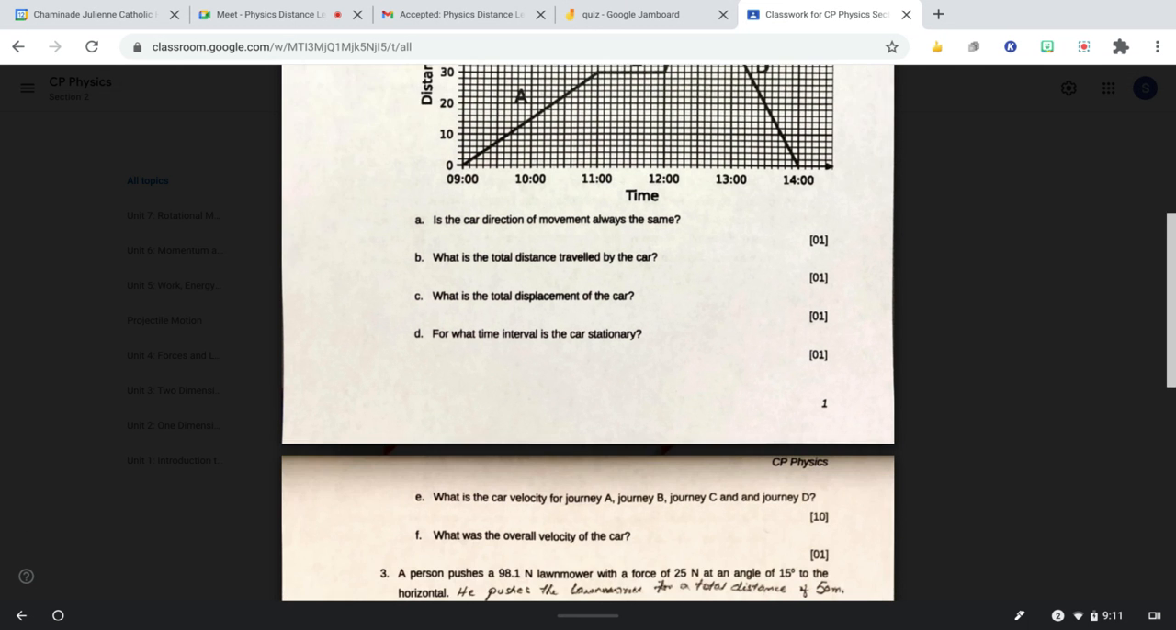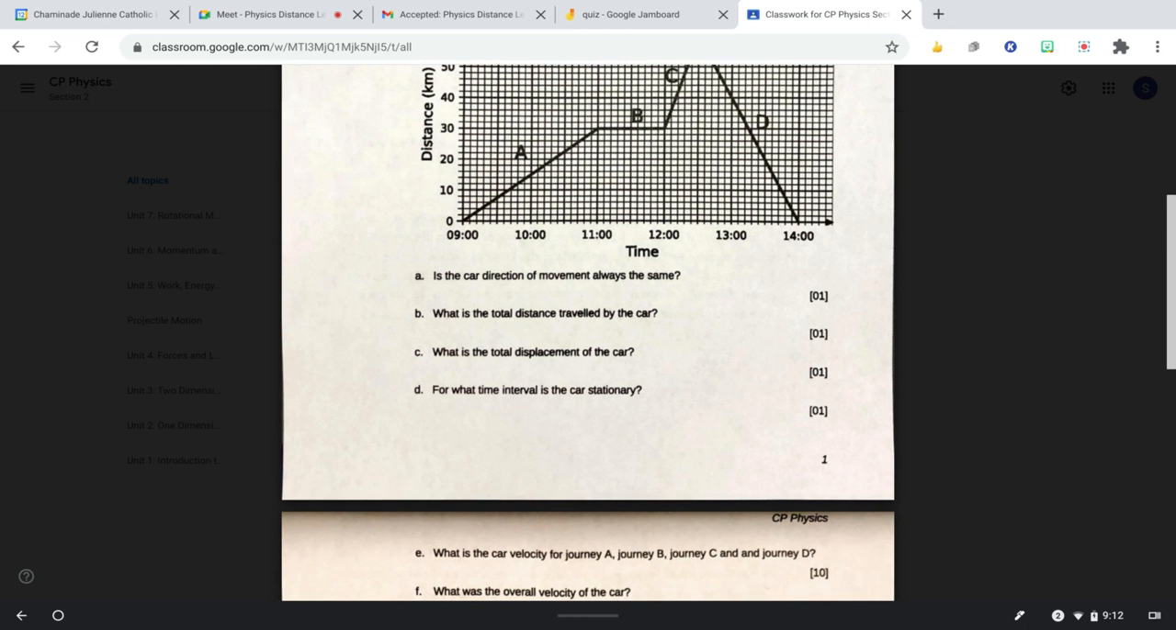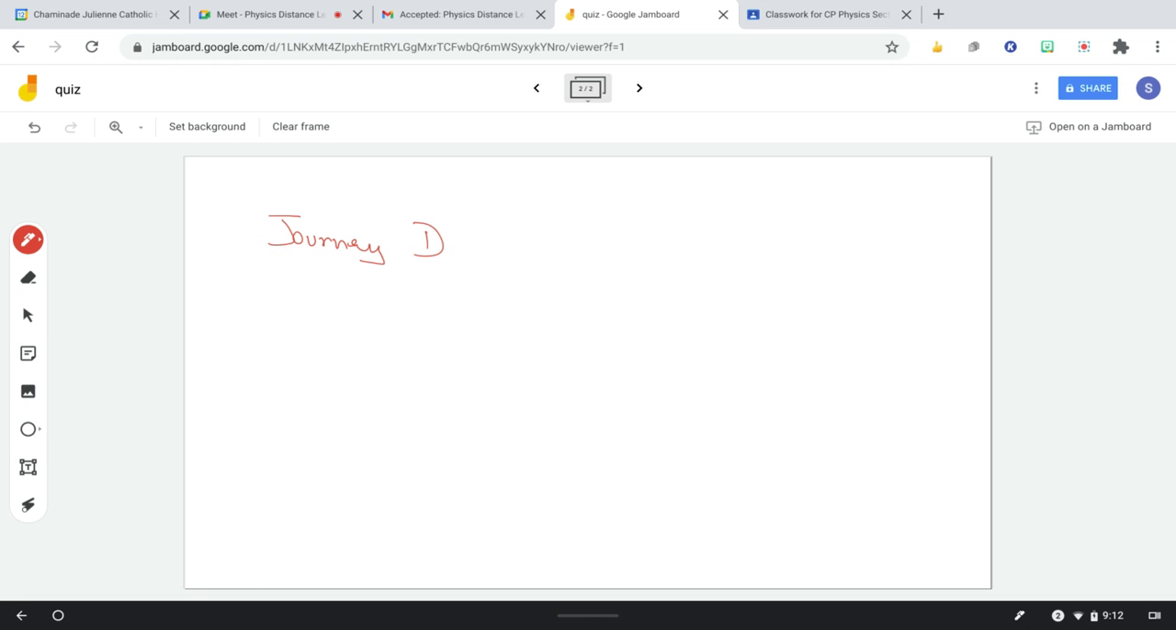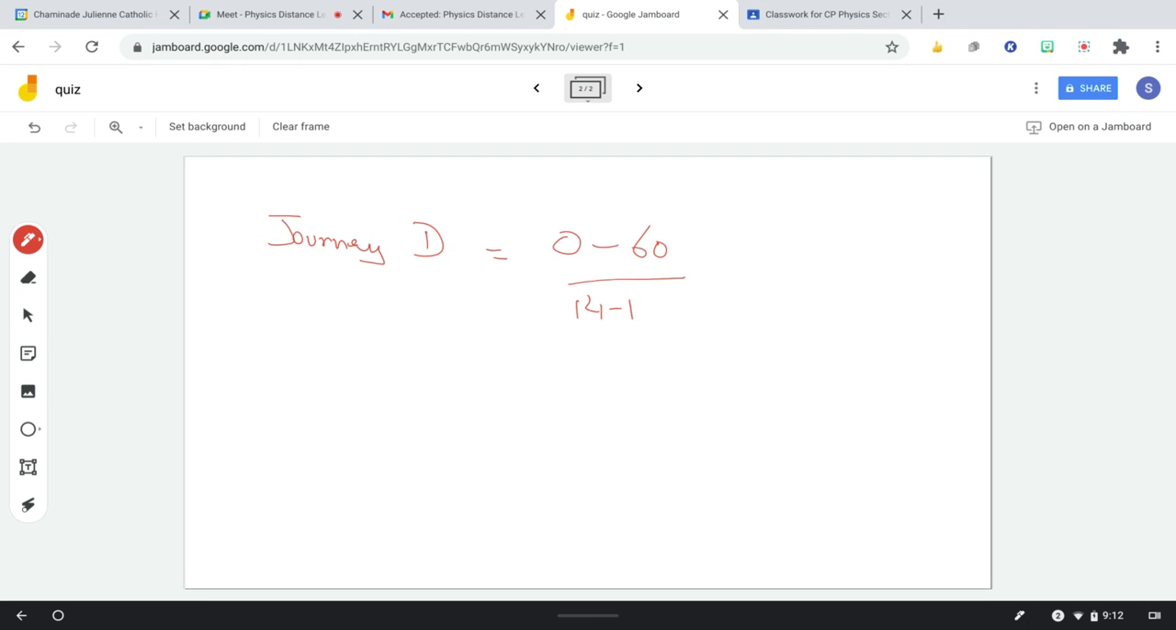And then for journey D, remember the question's asking you for what? The velocity of the car for journey A, B, C, and D. So for velocity, you need to account for the direction as well. In this case, you're moving in the opposite direction. So you've got 0 minus 60, and the time taken was 14 minus 12.5, or negative 60 divided by 1.5, and the answer was negative 40 kilometers per hour.